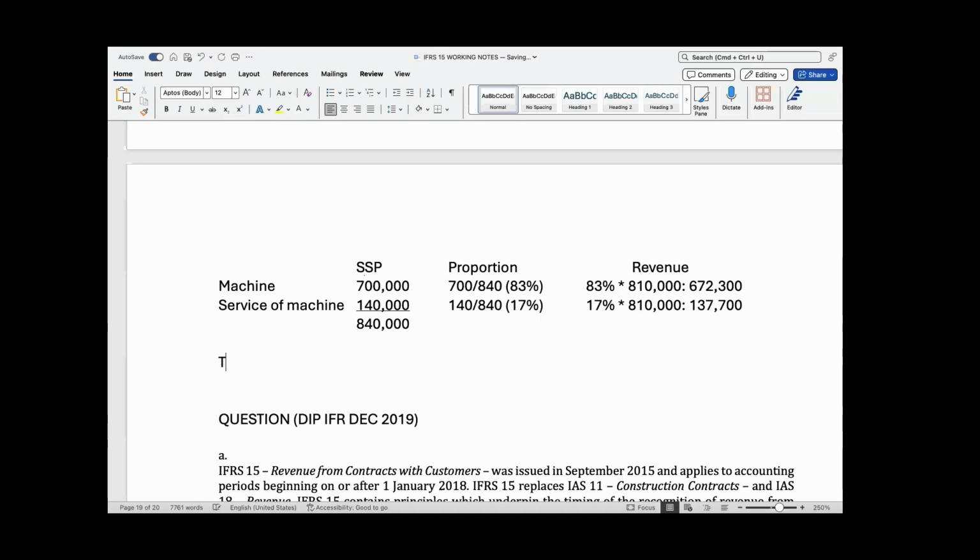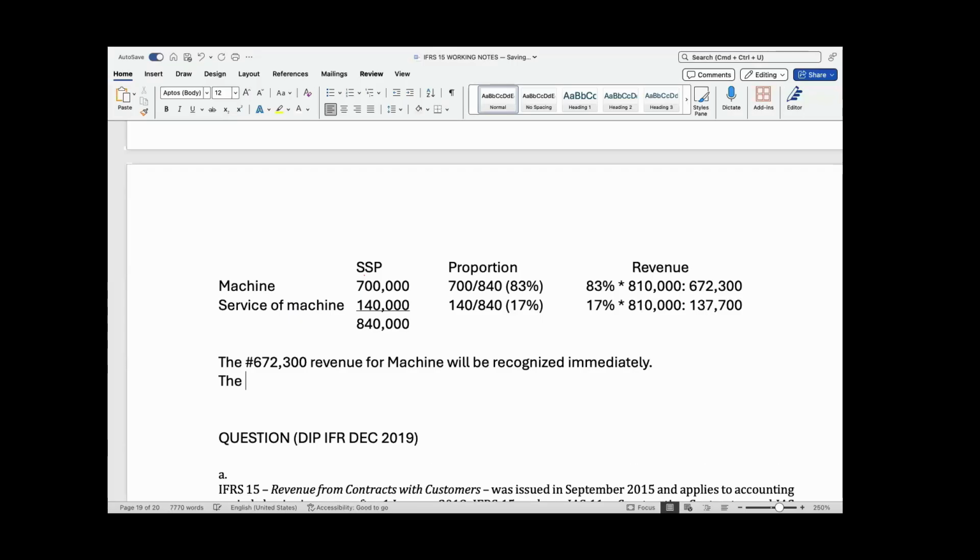Okay. So the 672,000 revenue for machine will be recognized immediately. The 137,700 revenue for service of machine will be recognized over how many years? 2 years.